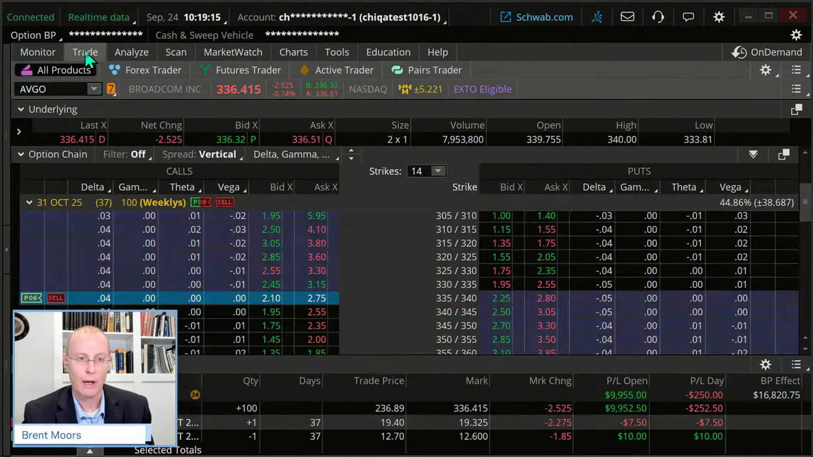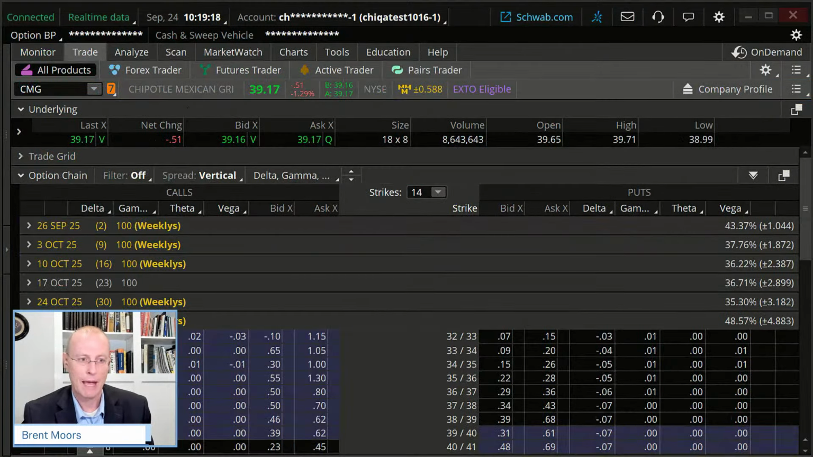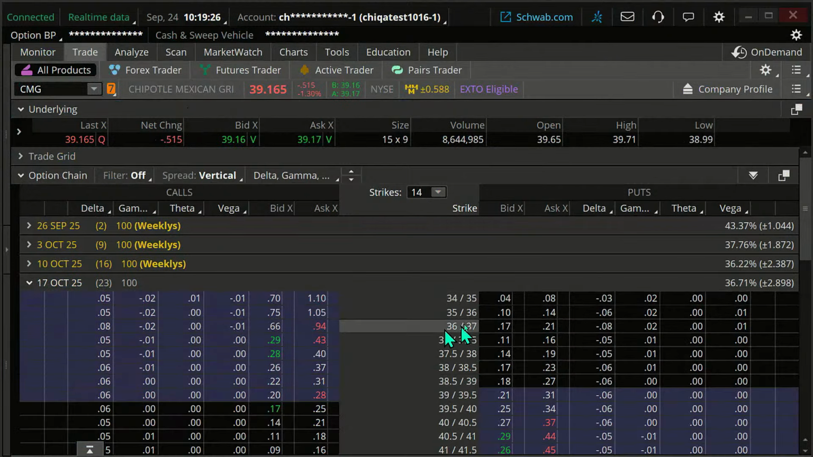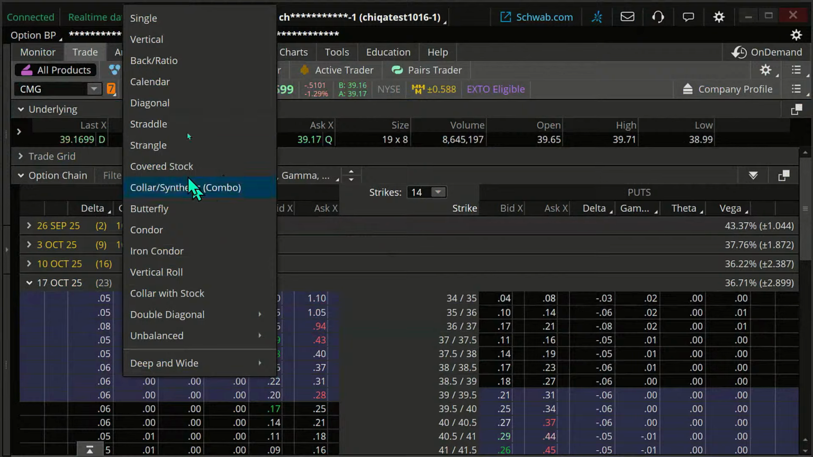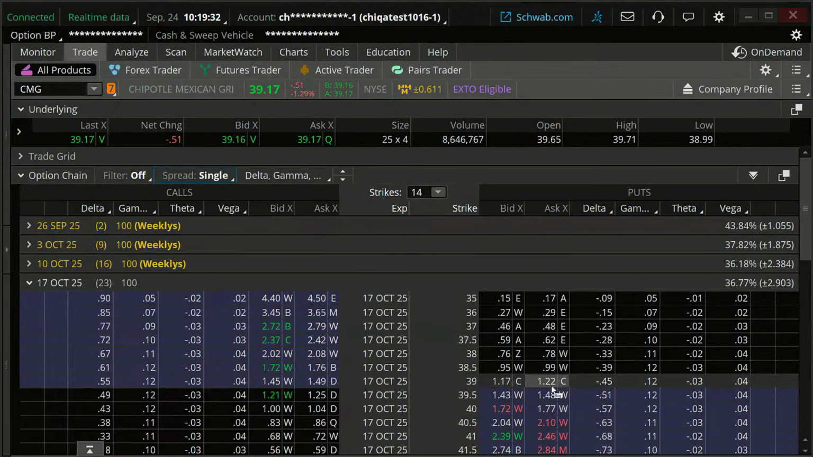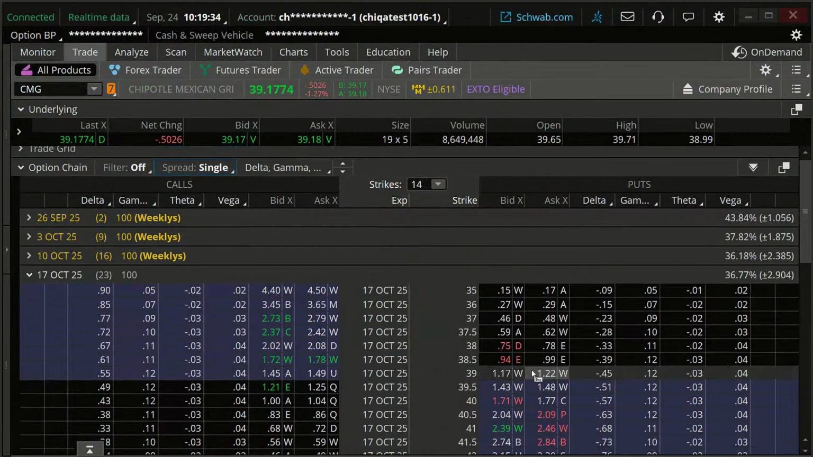So let's do it. And we're going to put an exit based on the option prices here. I'm just going to go out to the monthly contracts. And let me go back to singles. Look here. There's our spreads. Good. Pretty tight spreads. That's good.